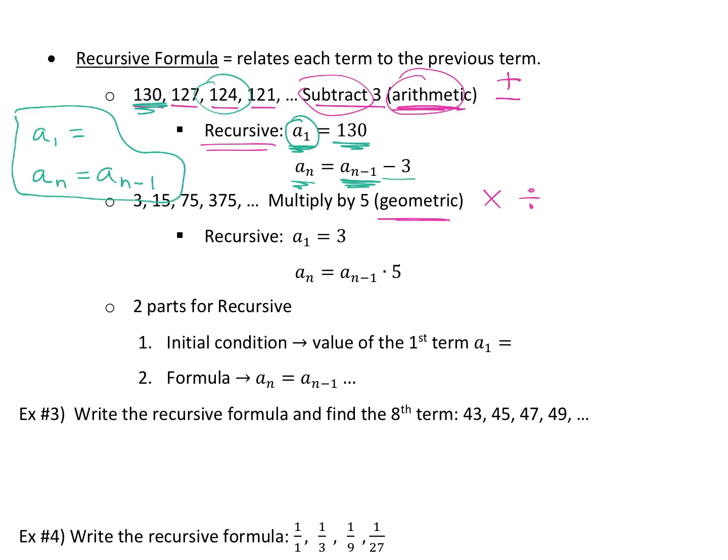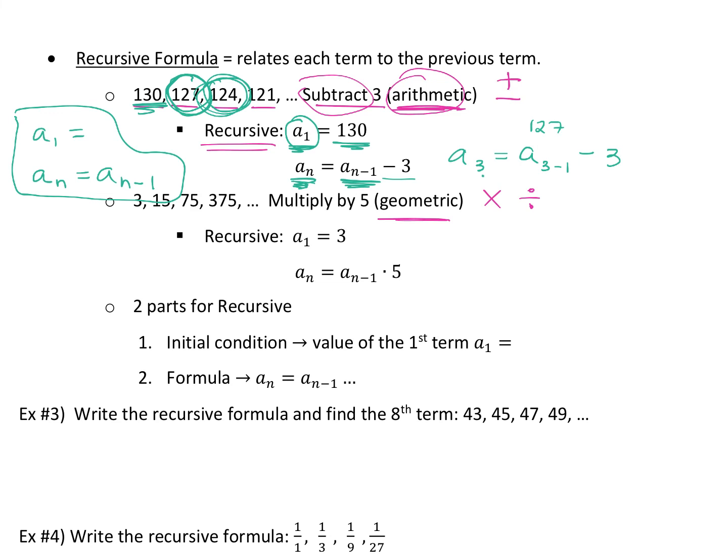So for instance, if I want to find the third term, a sub 3, it would be a sub 3 minus 1. What is a sub 3 minus 1? A sub 2, right? So you take the second term, 127, and you subtract 3. 127 minus 3 gets me my third term, which is 124. So it's just what are you doing to the term right in front of it?